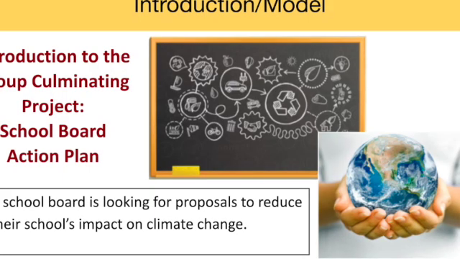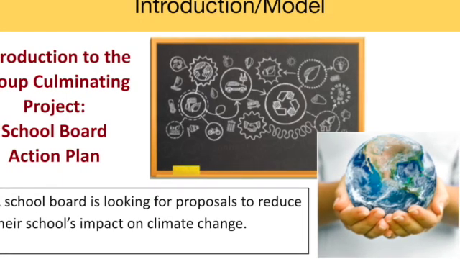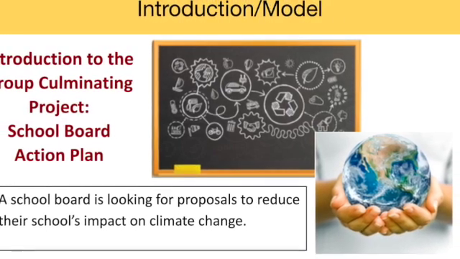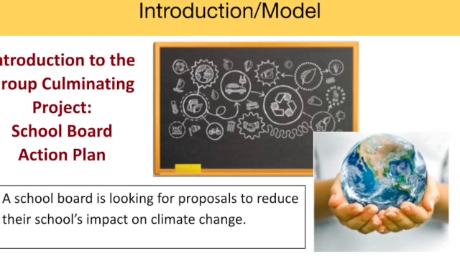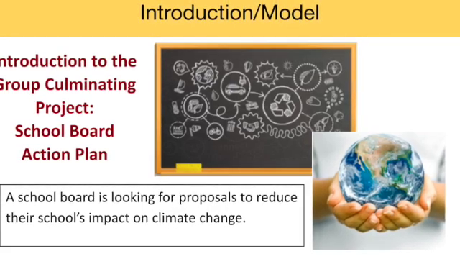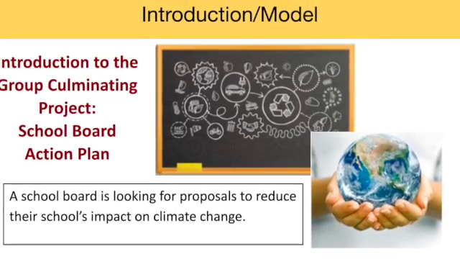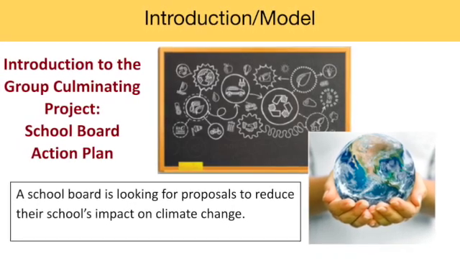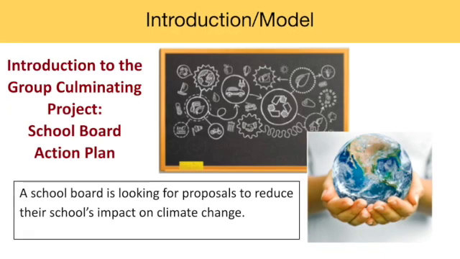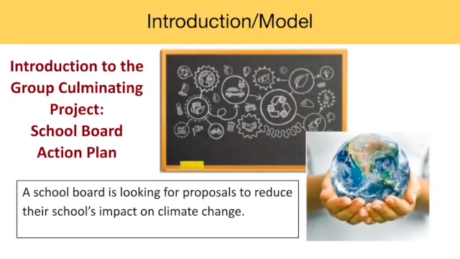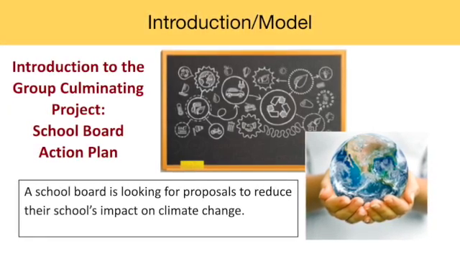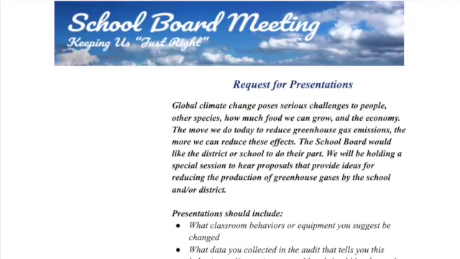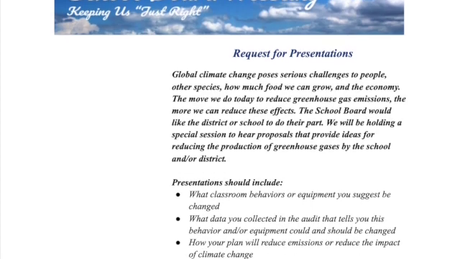Introducing the culminating project here in the beginning of the unit allows students to make connections and plans throughout the unit, rather than waiting until the very end to start. This unit's project will help students apply their learning about climate change to solve a real-world problem. Here's the situation. The school board is asking for proposals to reduce the school's impact on climate change. Students will create a presentation and propose a solution that meets the specifications of the board. Be sure to review these specifications with students.